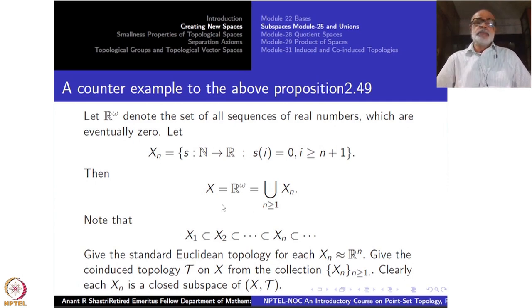So, here is the example. Let R omega denote the set of all sequences of real numbers which are eventually zero, like 1, 2, 3, 4, and then 0, 0, 0, 0, or 0.5, 0.5, 0.3, 0.4, 0.7, and so on, after that 0, 0, 0, and so on. Finite sequences, but sequences are all infinite, but after a certain stage, all of them are 0. So that is my R omega. It is a vector space, no doubt.